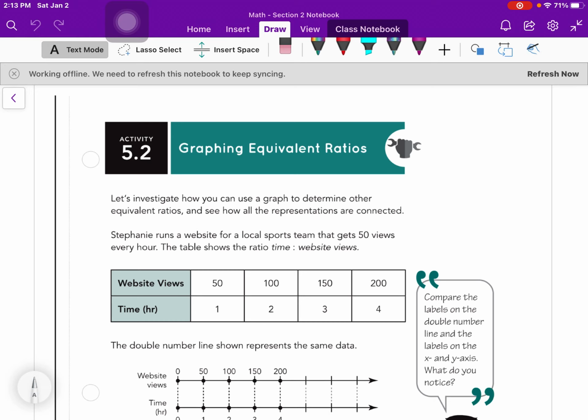Stephanie runs a website for a local sports team that gets 50 views for every hour, 50 views an hour. The table shows the ratio of time to website views. So just taking a look at this table here, 50 views in 1 hour, that means she gets 100 views in 2 hours, 150 in 3 hours, and 200 in 4 hours.